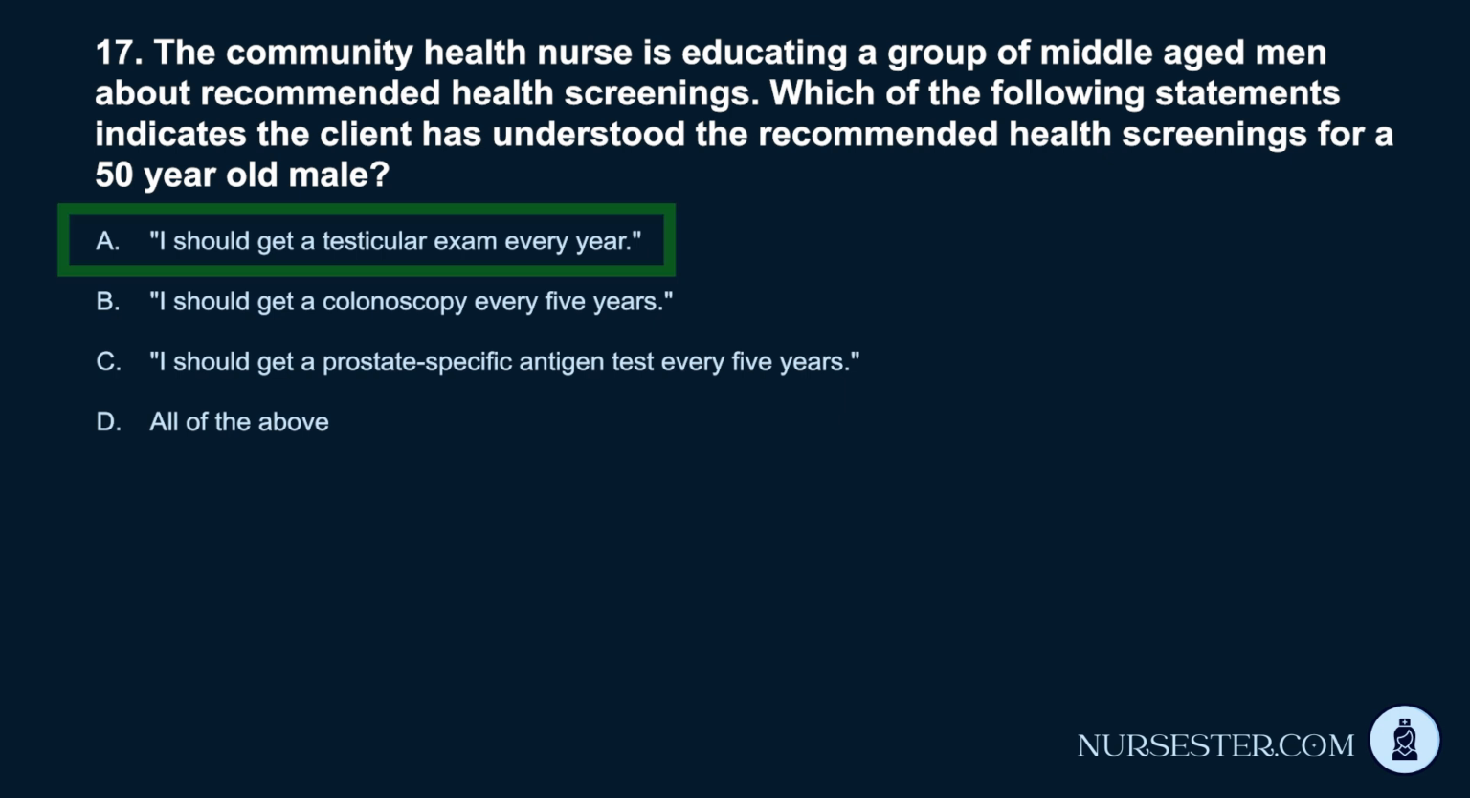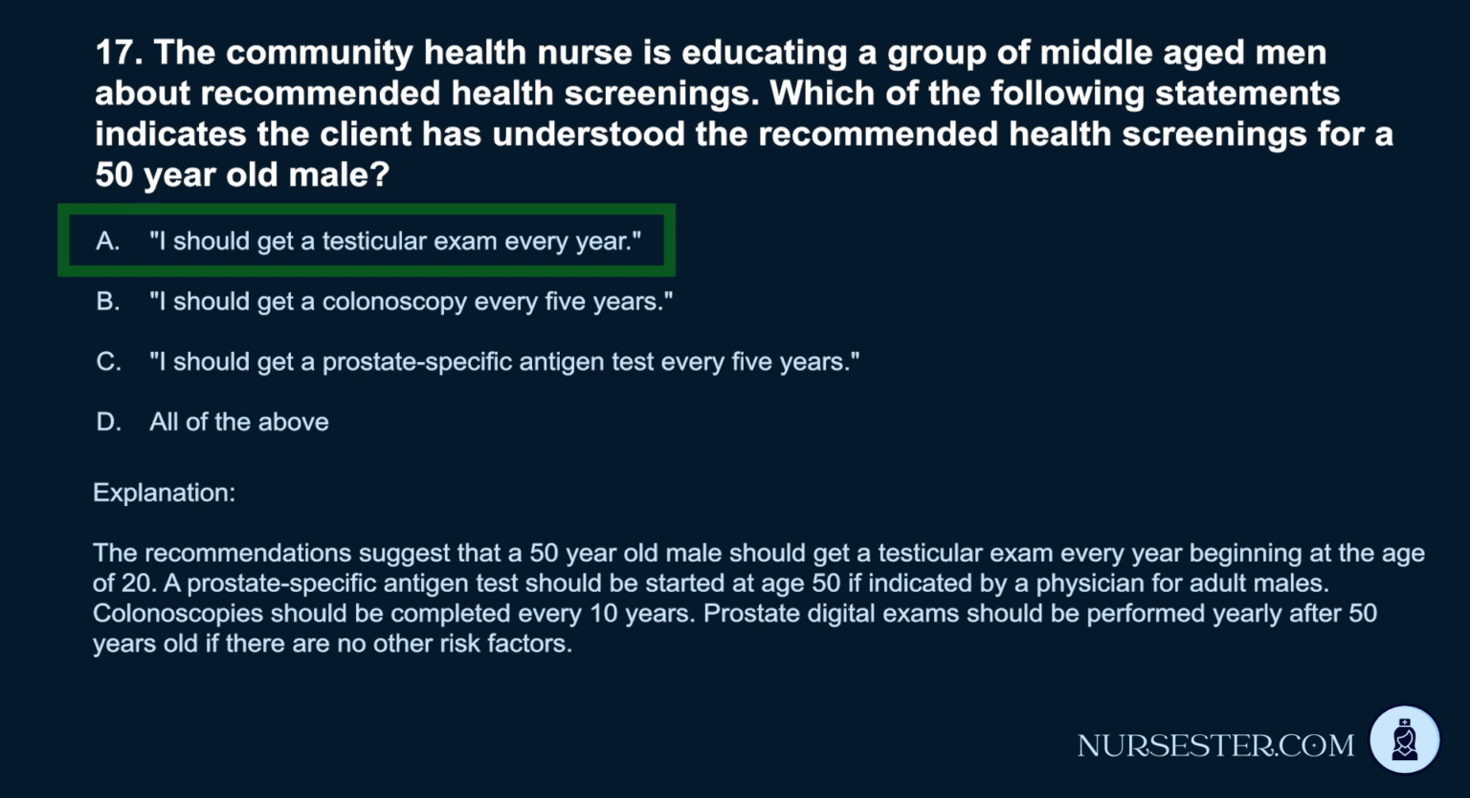Correct answer: A. I should get a testicular exam every year. The recommendation suggests that a 50-year-old male should get a testicular exam every year beginning at the age of 20. A prostate-specific antigen test should be started at age 50 if indicated by a physician for adult males. Colonoscopies should be completed every 10 years. Prostate digital exams should be performed yearly after 50 years old if there are no other risk factors.